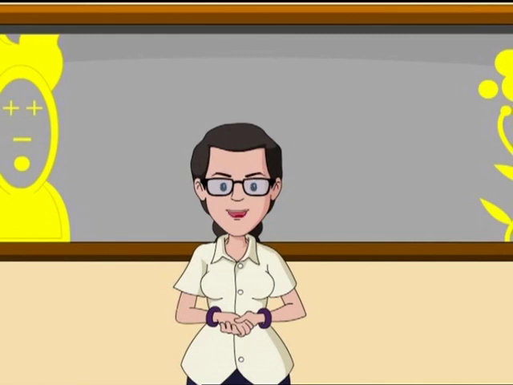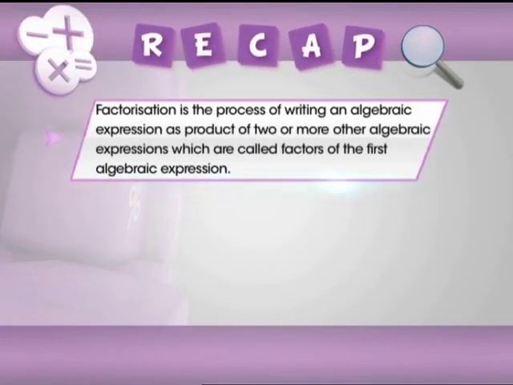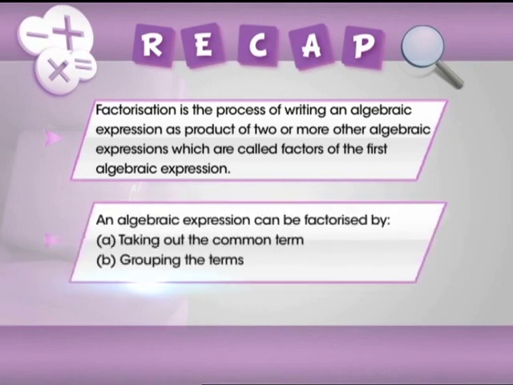Now it's time that I press the action replay button so that you all can quickly revise all that we have learned today about factorization. So friends, sit tight and pay attention. Factorization is the process of writing an algebraic expression as product of 2 or more other algebraic expressions, which are called factors of the first algebraic expression. An algebraic expression can be factorized by taking out the common term, grouping the terms.